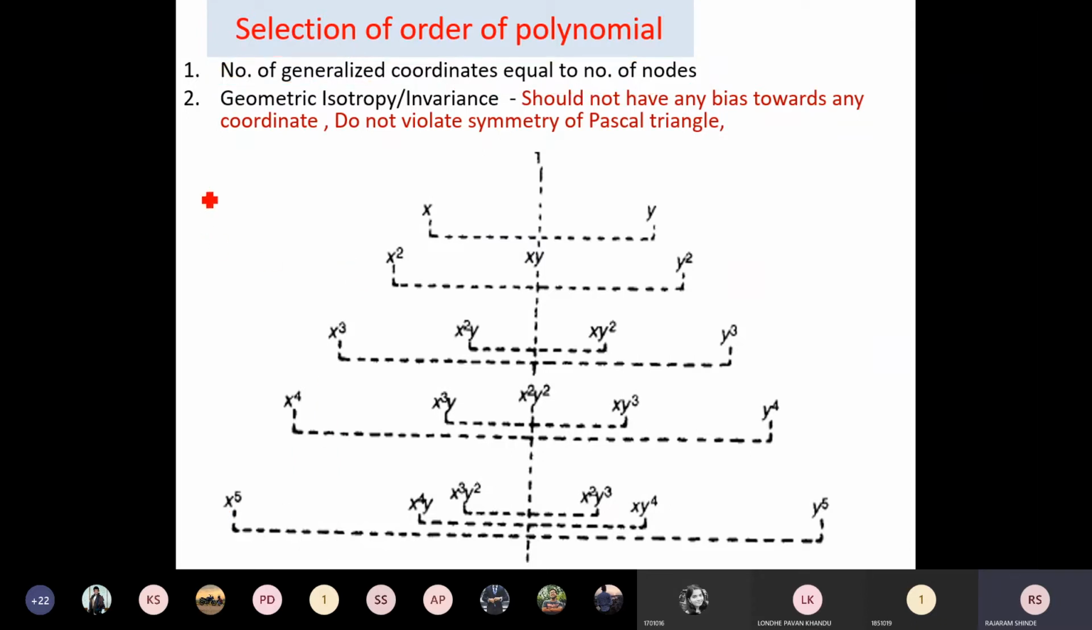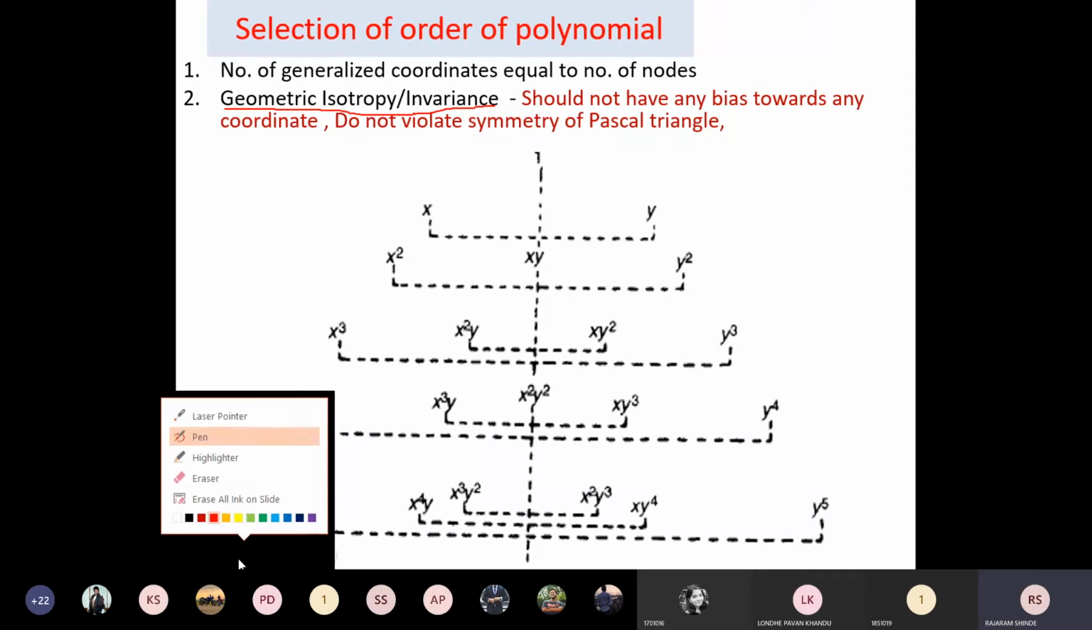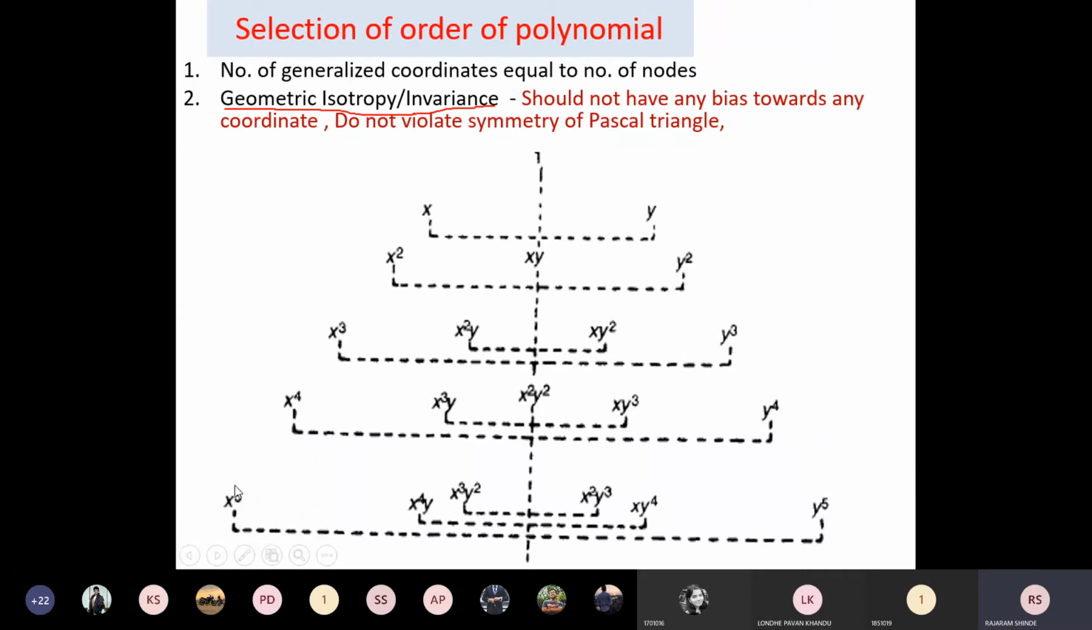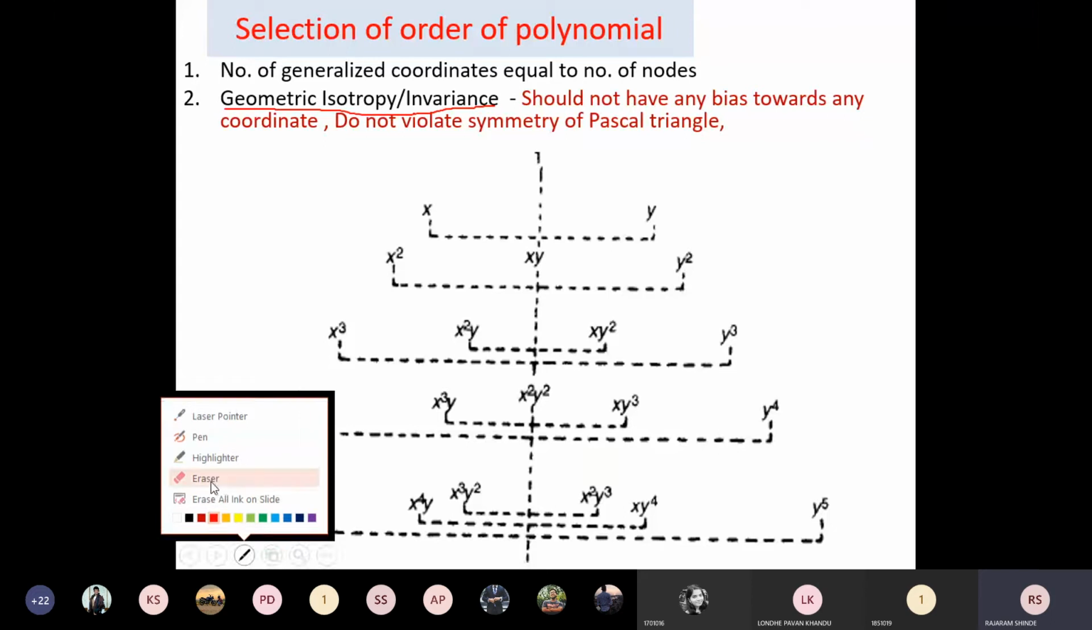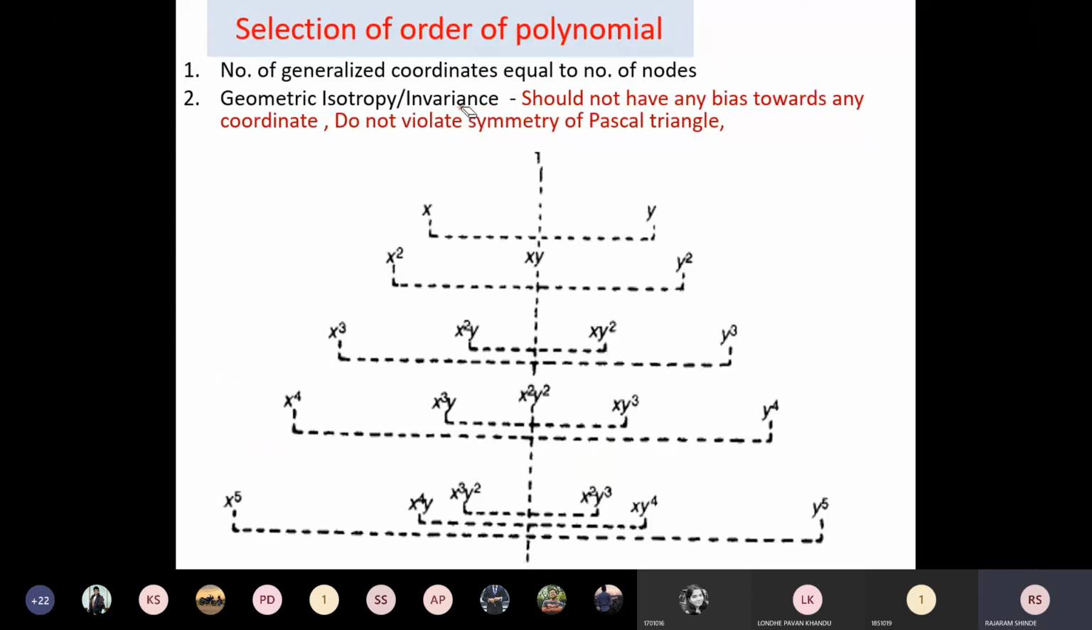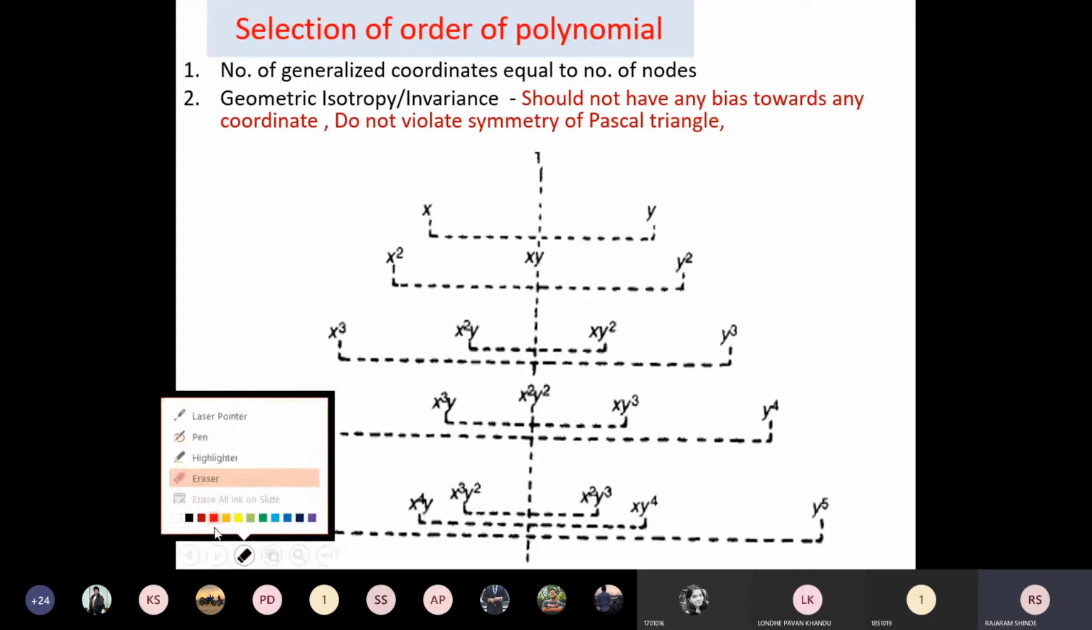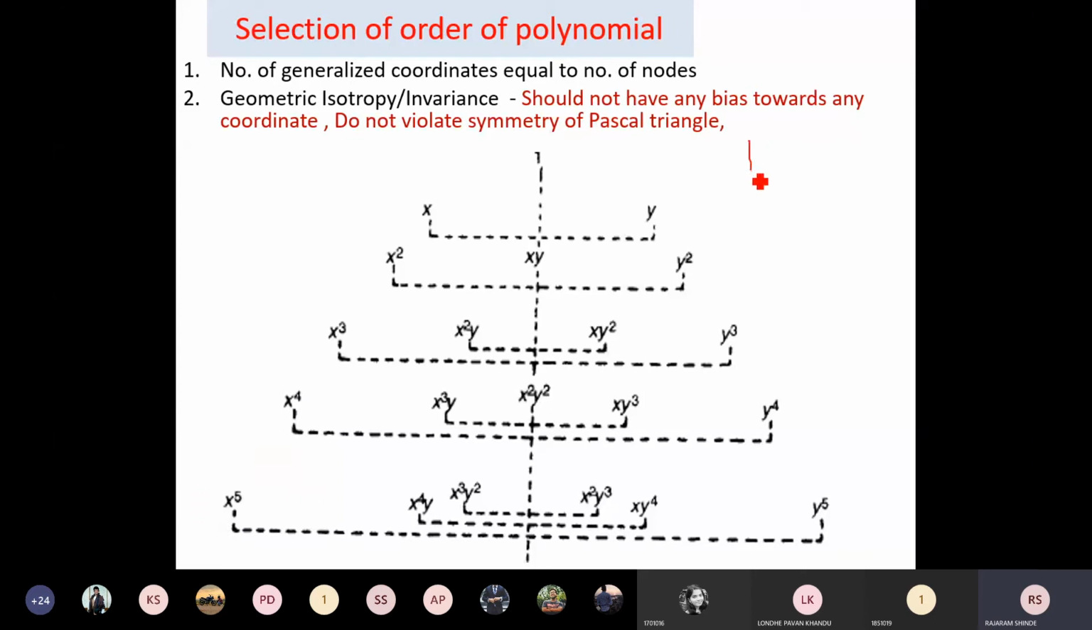Now next point is geometric isotropy and invariance. What is the meaning of this, I will tell you. See here, this is related to the element geometry. How is it related to the element geometry? Geometry of the element is described by using the coordinates. Described by using the coordinates means if you have this coordinate system, that is x and y coordinate system.